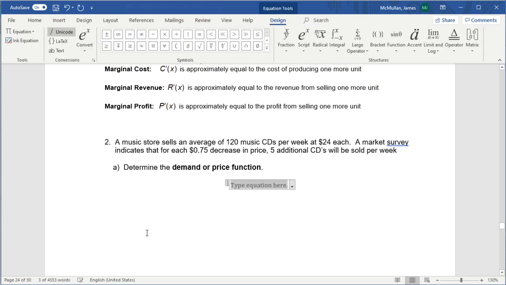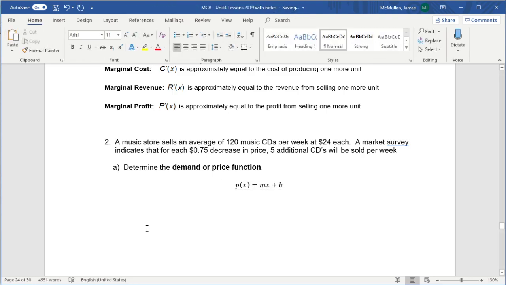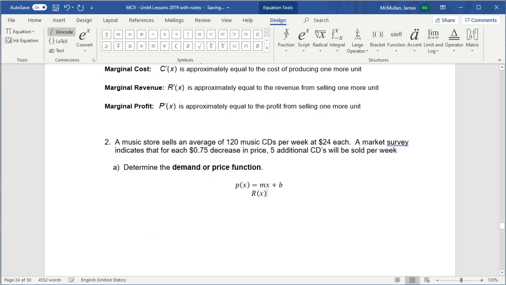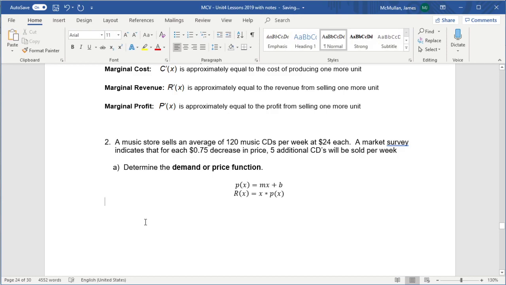Never mind the fact that, what was the last store that sold any CDs, but I guess we should update this. Let's think about what we know about the demand function. The demand function is a straight line. We know this because the revenue function is x times p of x, and we know the revenue function is a quadratic. So a regular x times a linear is going to give you a quadratic.